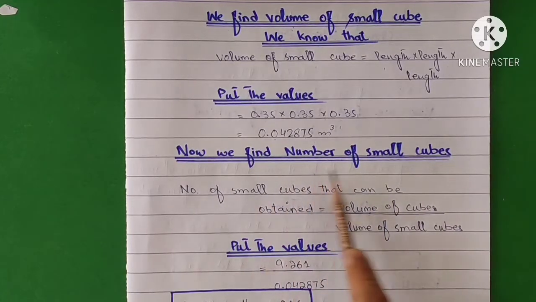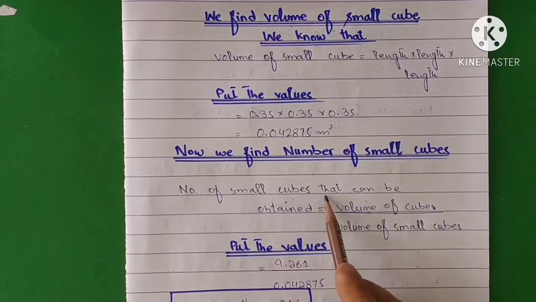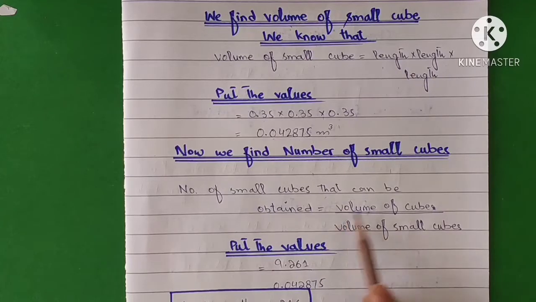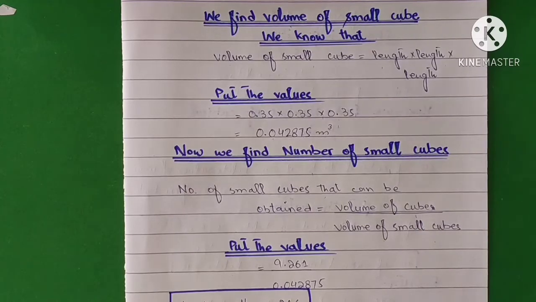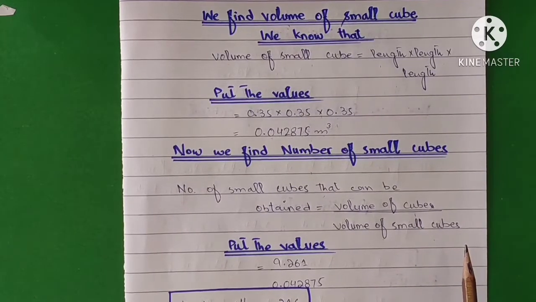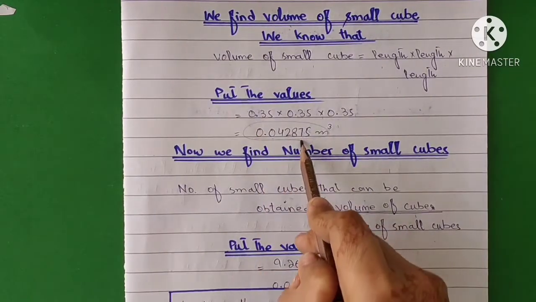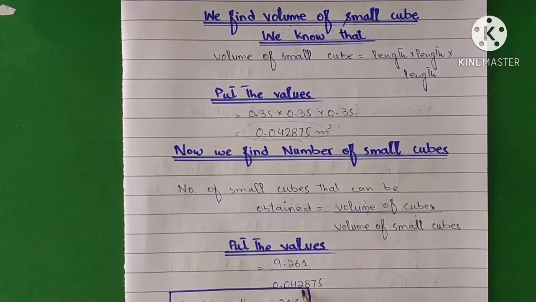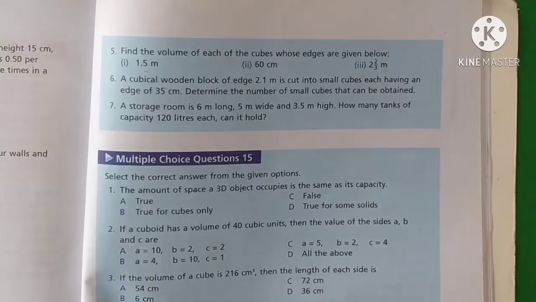Okay. Now we will find number of small cubes. How many cubes? So, number of small cubes we can obtain by using this formula, volume of cube over volume of small cube. Volume of cube we have already found, which is equal to 9.261. It is divided by the volume of small cube, 0.042875. After dividing these two values, dear students, we will get 216. This is the required answer of this question.